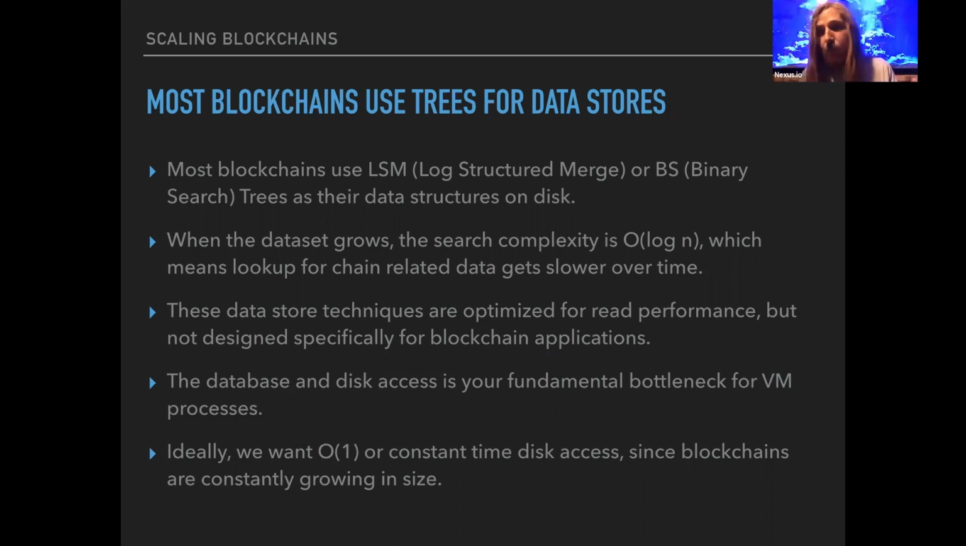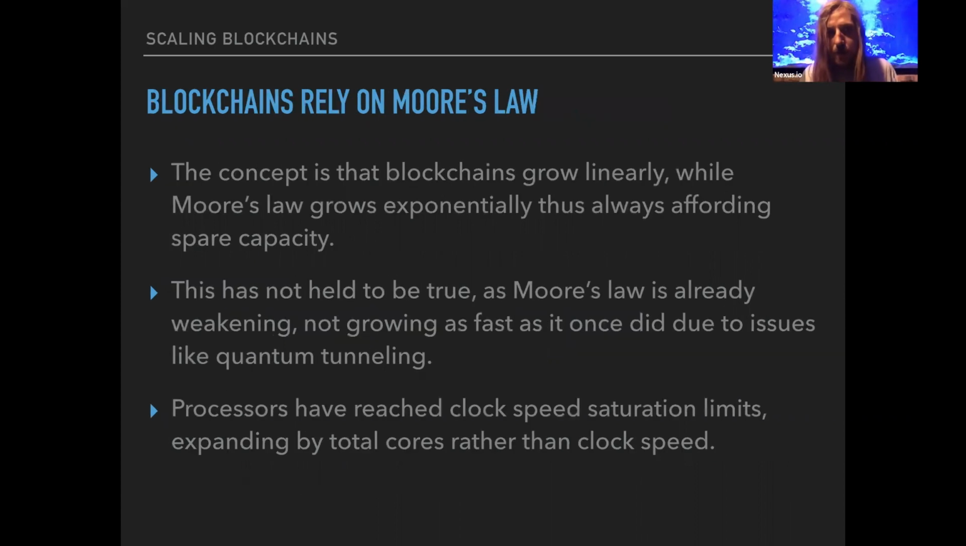So ideally, we want order of 1, which means constant time, since blockchains are growing constantly in size. That's what I've always seen as kind of a holy grail. If we can reach this constant time on the disk access, that's going to be fundamental for blockchains, even when we start introducing sharding techniques. So blockchains rely on Moore's law.